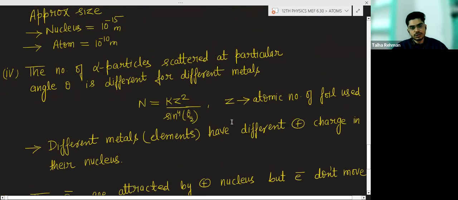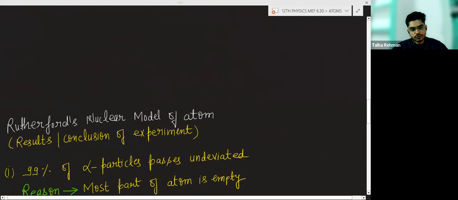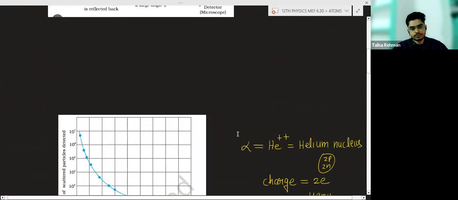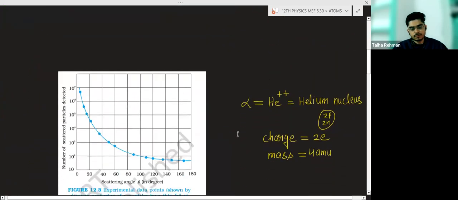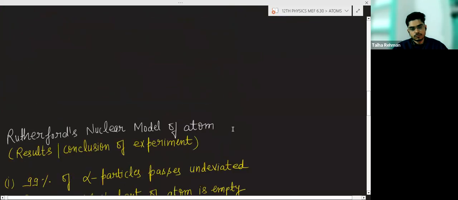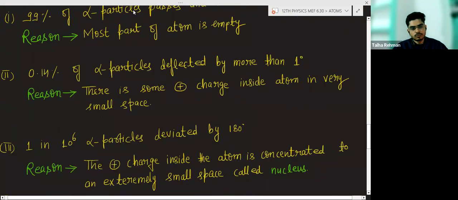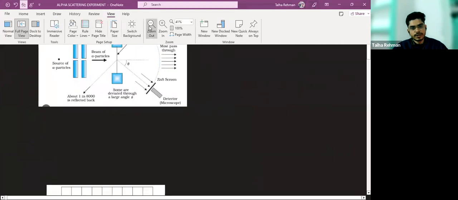So these are the conclusions from Rutherford's nuclear model of the atom. You can take the screenshot.